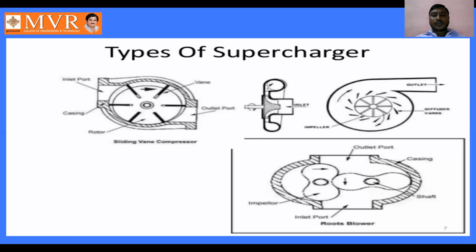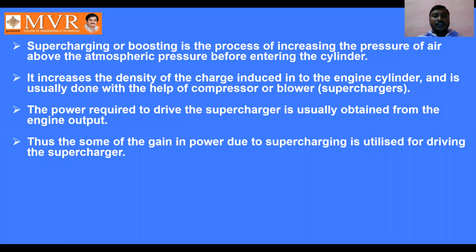This is about the types of superchargers which we can observe here. Supercharging or boosting is the process of increasing the pressure. As I have shown you in the diagram, the supercharger's working is nothing but sending pressurized, high-pressure air into the engine cylinder at more than atmospheric pressure. It increases the density of the charge induced into the engine cylinder, and it is usually done with the help of a compressor or blower. By using the blower or compressor, the air we send into the engine cylinder increases in density.